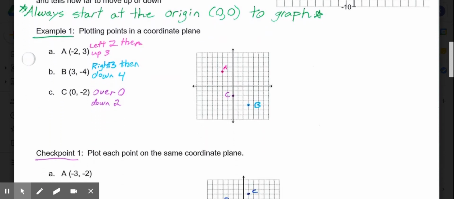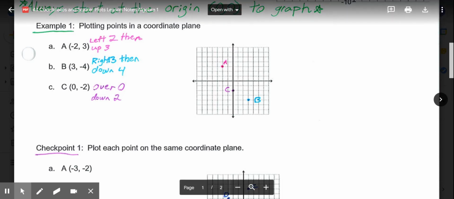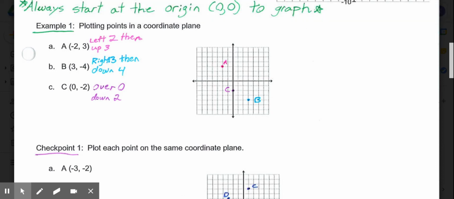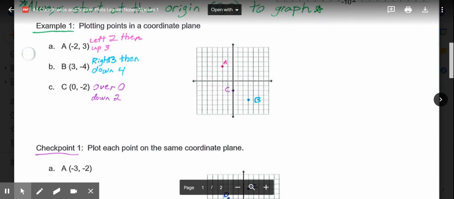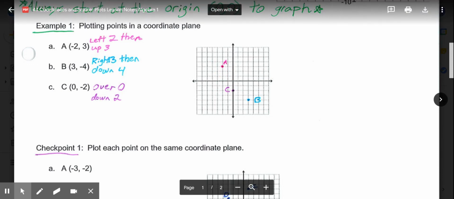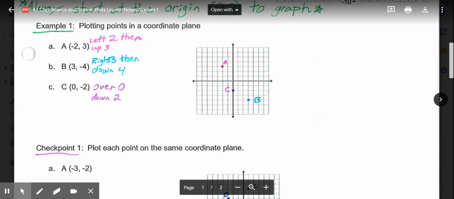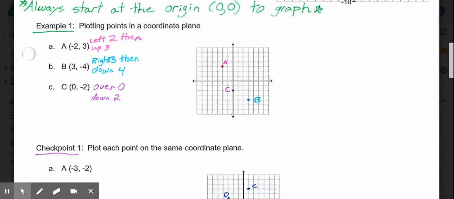So looking at this idea, example 1, plotting points in a coordinate plane. Parts A, B, and C want us to plot points A at -2, 3, B at 3, -4, and C at 0, -2. So again, if we always start at the origin, the coordinates tell us what to do. So -2, 3 means we go left 2, then up 3. So from the origin, left 2, up 3, there's point A. Point B, 3, -4, means we go right 3, then down 4. So right 3 from the origin, down 4. And then C, 0, -2, we go left or right 0, down 2.